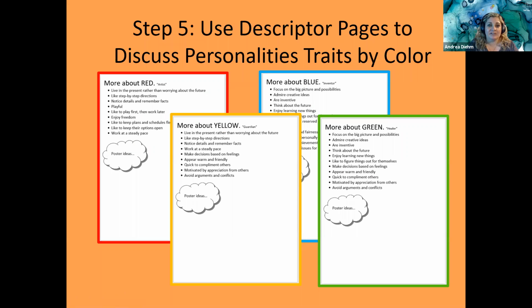And then step five is really where you're going to be using these descriptor pages. These ones correlate to the color that the students get. So if you had a student that got blue as their color, they're going to look at the descriptor sheet that talks about blue.